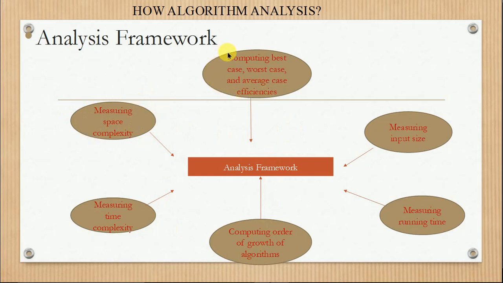And then you need to identify, so computing the best case, worst case, average case efficiency. Okay, so guys, measuring the space complexity and measuring the time complexity, both are not possible to optimize in a single algorithm. So you should be aware of it. We need to compromise between these. If some algorithm takes minimum space, it may take maximum time. If some algorithm takes minimum time, it may take more space.